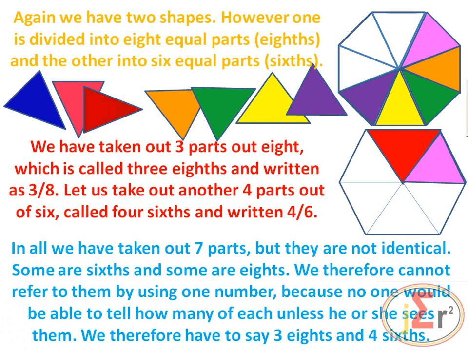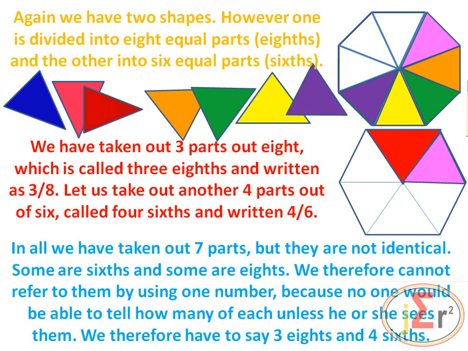Right, so one was divided into 8 equal parts and the other was divided into 6 equal parts. So they are not identical. In all, we have taken out 7 parts, but they are not identical. Some are sixths and some are eighths. We therefore cannot refer to them by using one number, because no one would be able to tell how many of each unless he or she sees them. We therefore have to say 3 eighths and 4 sixths.